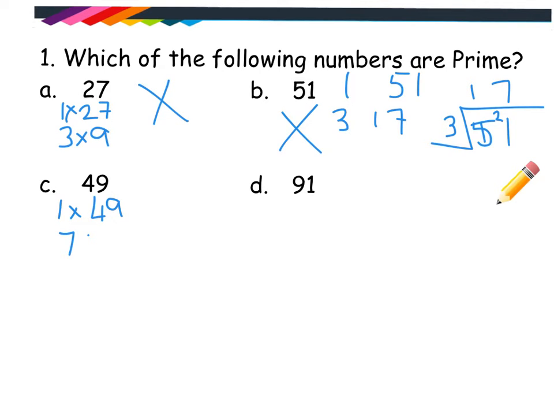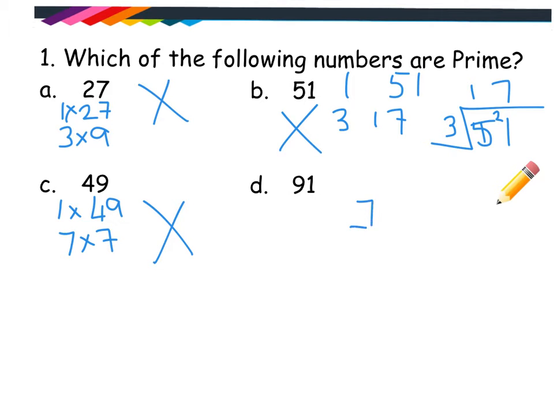But it's also 7 times 7. So it's got 3 factors, so it's not prime. What about 91? Certainly not in any of my times tables. It doesn't divide by 3, because 90 divides by 3. Does it divide by 91? Sorry, does it divide by any other prime numbers?